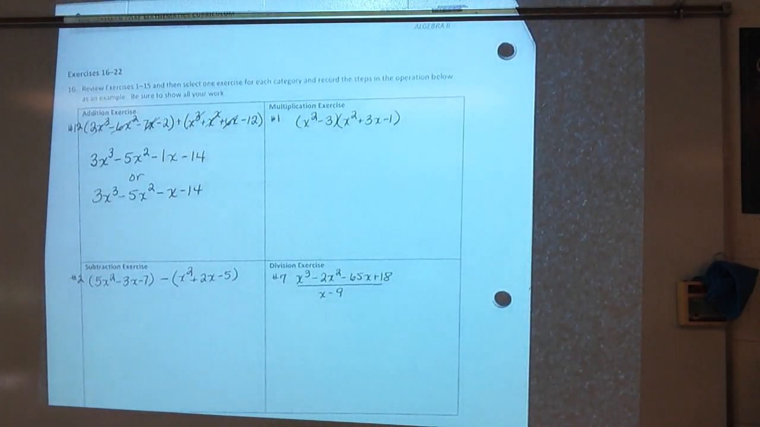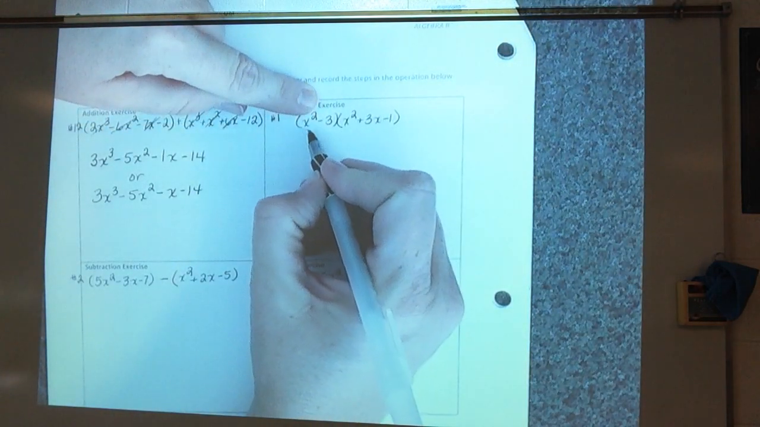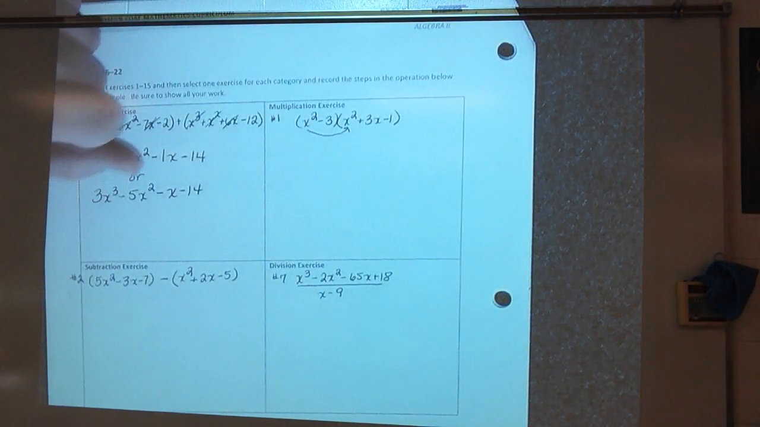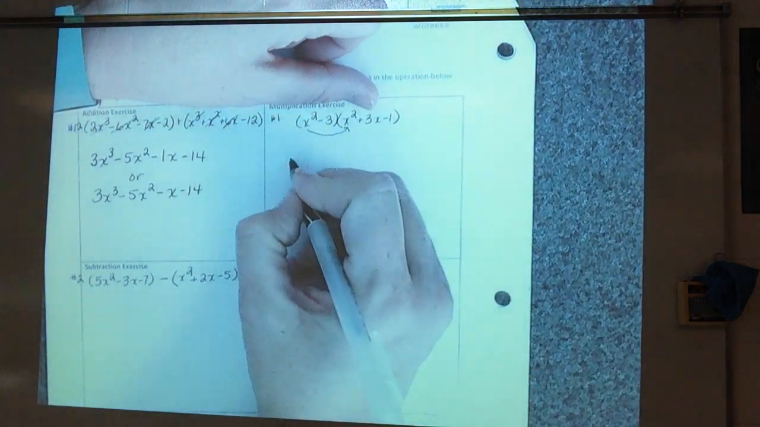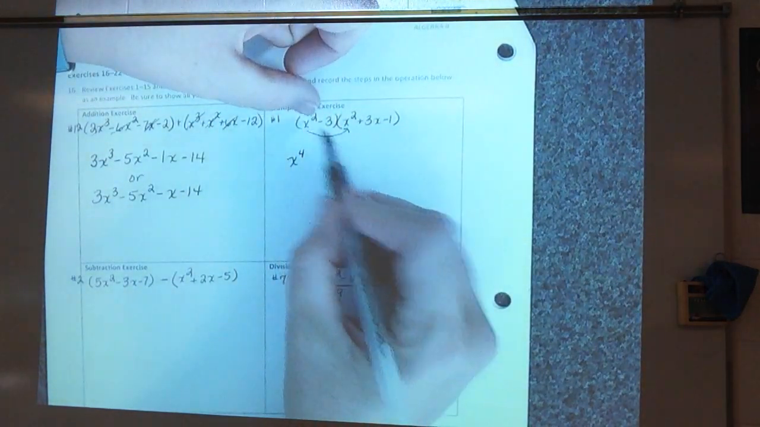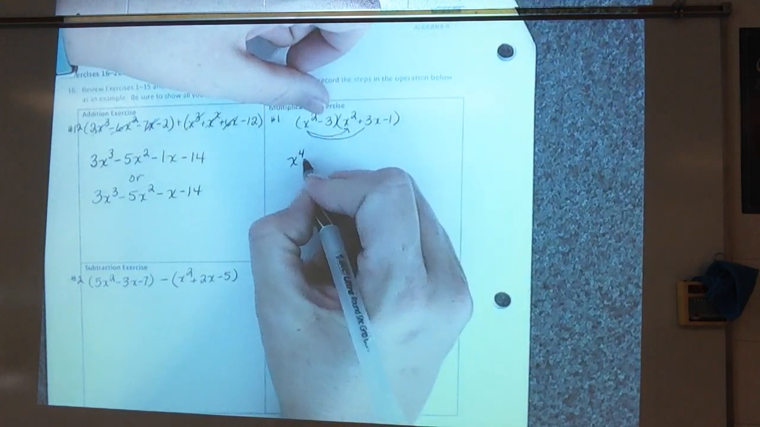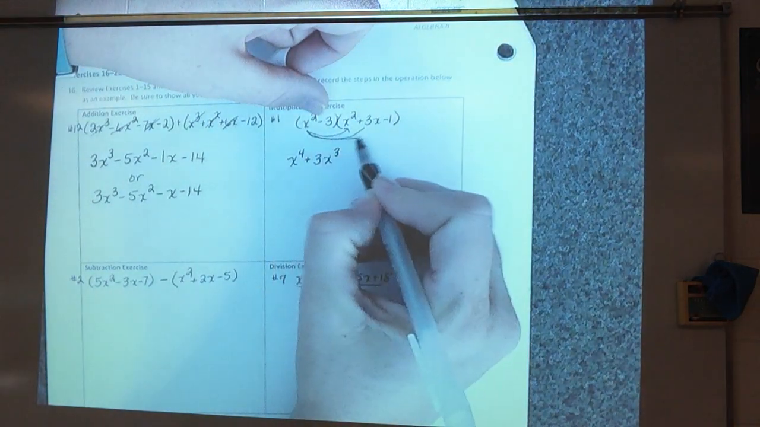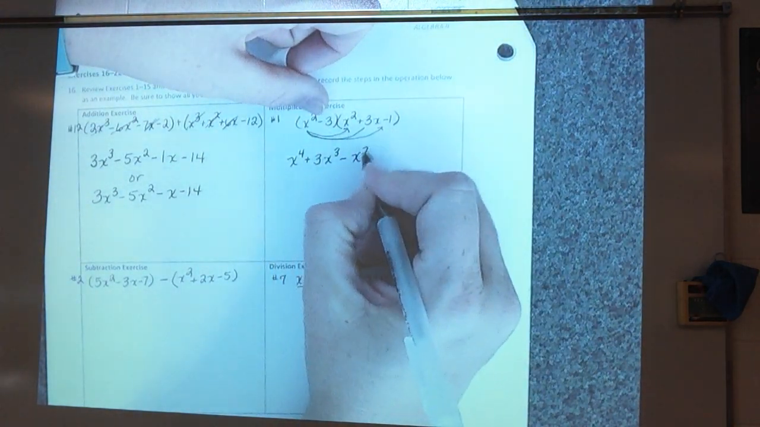Because addition and multiplication go together, we're going to skip to a multiplication exercise. And I want to look at number 1. Multiplication is just like the distributive property, because that's what we do with distributive property. We multiply. So in this case, I have to multiply that x squared times everything inside that parentheses. So x squared times x squared is x to the 4th. x squared times 3x is 3x cubed. And x squared times negative 1 is negative x squared.